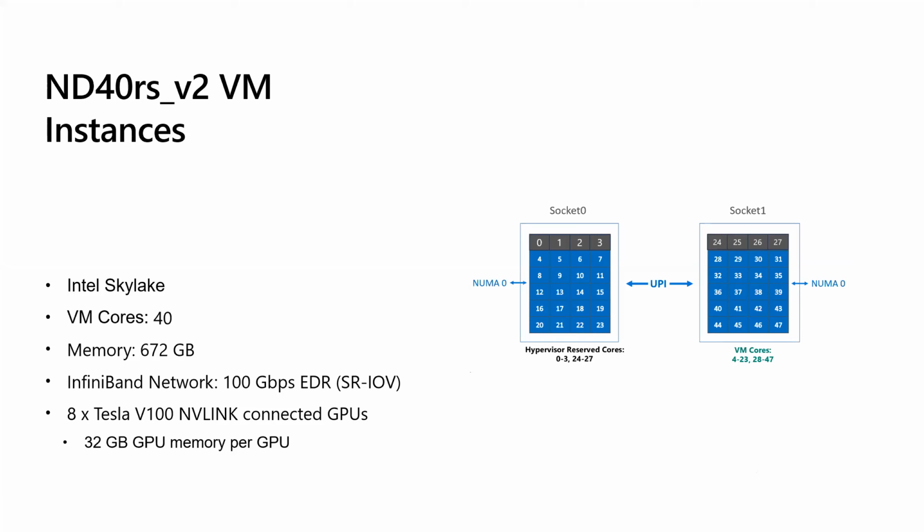Okay, so this is ND40. This is the GPU SKU. It has 8 Tesla V100 NVLink connected GPUs, each GPU with around 32 GB memory. And it has EDR, again connected through SR-IOV. And this is a Skylake based SKU, so 24 cores per socket, and we reserve 4 cores per socket for the hypervisor and the host.